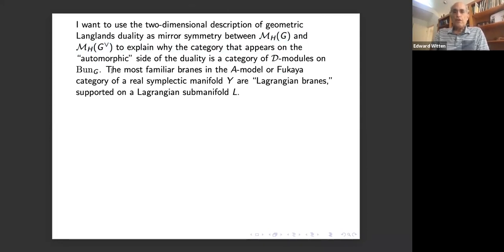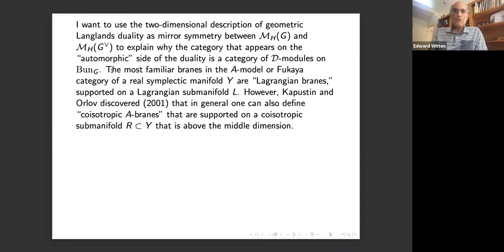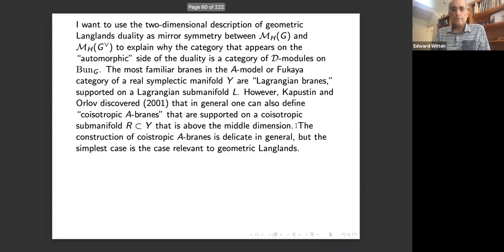The most familiar branes in the A model or Fukaya category of a real symplectic manifold are Lagrangian branes supported on the Lagrangian submanifold L. But Kapustin and Orlov discovered that in general, one can also define coisotropic A branes that are supported on a coisotropic submanifold R above the middle dimension in Y. The construction of coisotropic A branes is delicate in general, and actually they're not well understood in general. It's definitely a subject that's worth understanding better. But the simplest case, which was an example in the original Kapustin-Orlov paper, is the most important case for geometric Langlands.